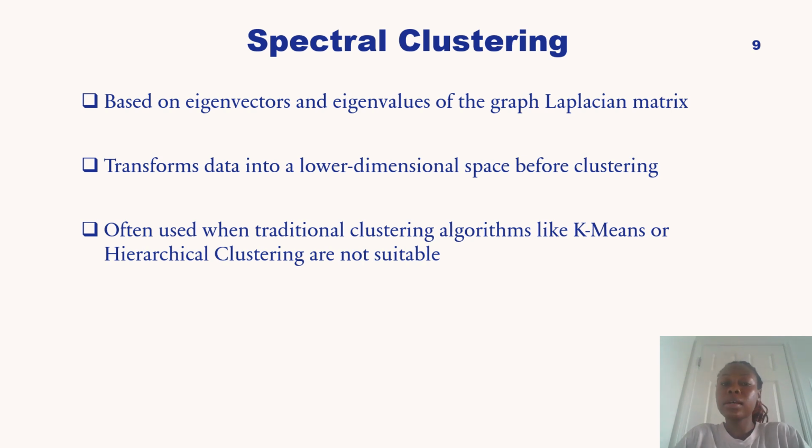Now, the next clustering method we're going to be looking at is spectral clustering. This clustering is based on eigenvectors and eigenvalues of the graph Laplacian matrix. It transforms data into a lower dimensional space before clustering, and it is often used when traditional clustering algorithms like k-means or hierarchical clustering are not suitable.